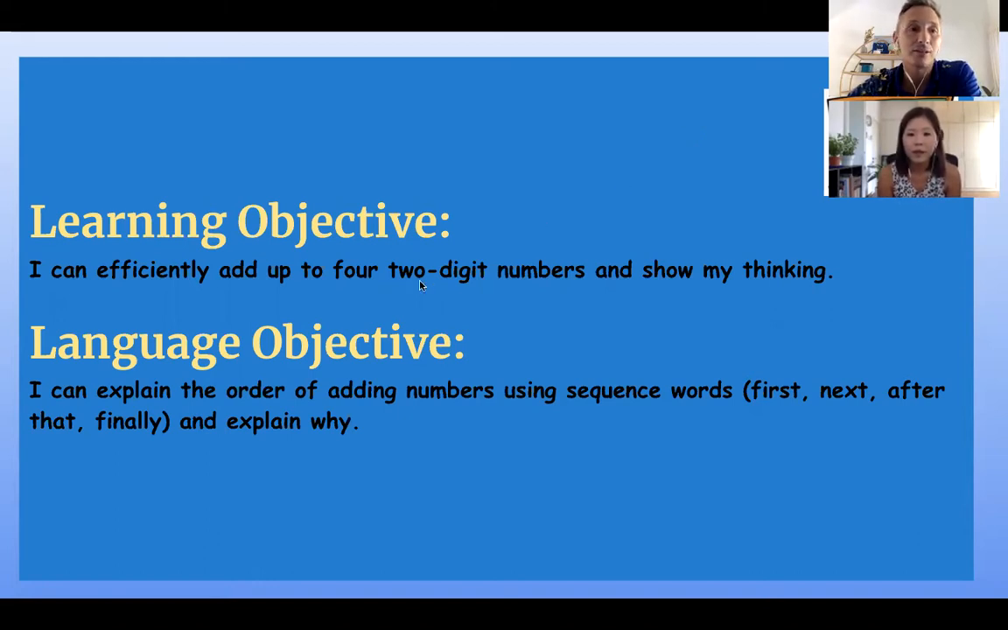And our learning objective here is I can efficiently, and we're going to talk about that word efficient today, add up to 4 two-digit numbers and show my thinking. Your language objective is I can explain the order of adding numbers using sequence words as in first, next, after that, finally, and then explain why. Okay, so it'll be a fun new lesson today.